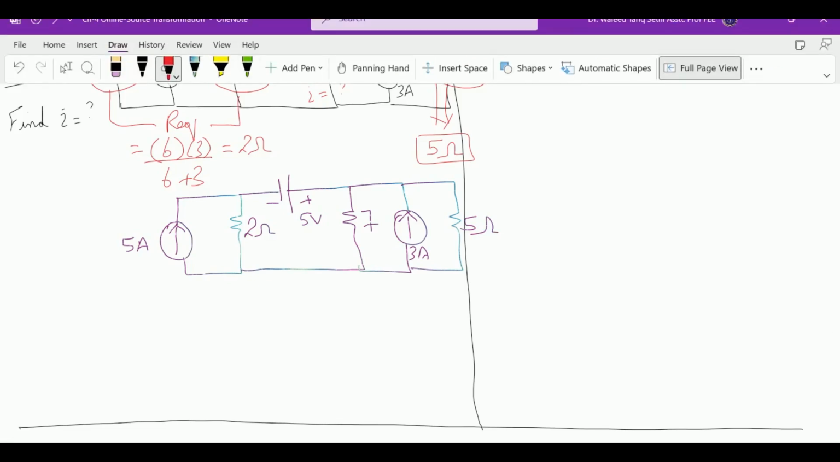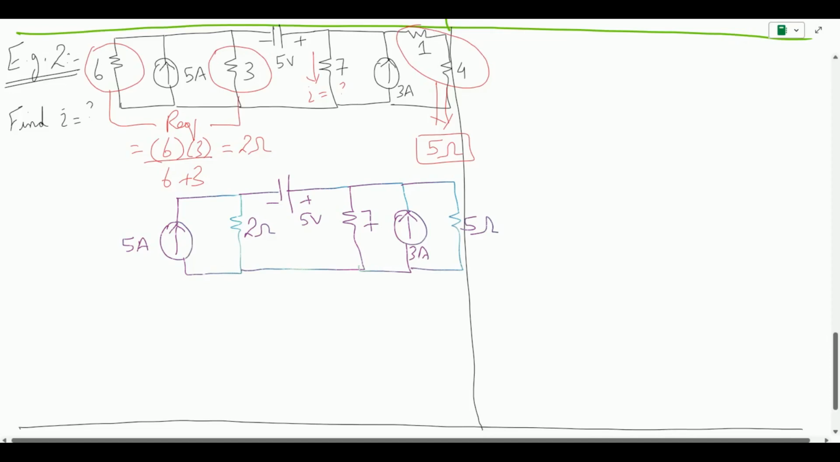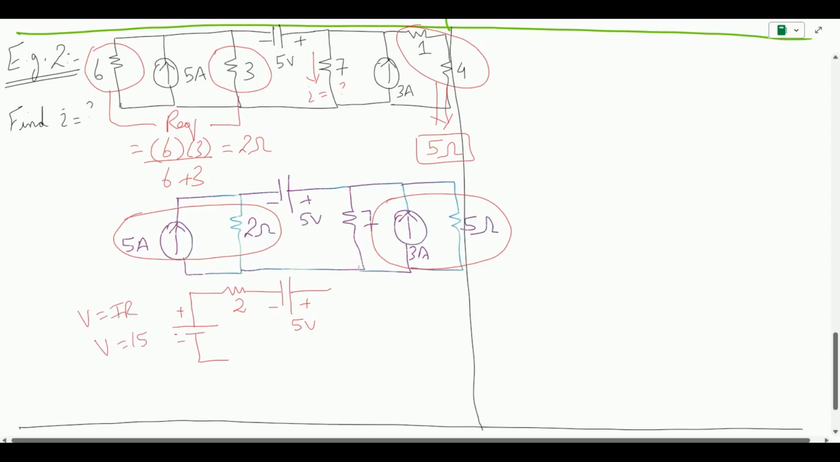Now if I look back at the circuit, what other simplifications can I do? Again, I can immediately see that this 5 ohm and 3 amps can be easily transformed into a voltage source, and similarly this 5 amp and 2 ohm can be transformed into a voltage source. So let me transform this into a voltage source. Here it will become a voltage source. The 2 ohm will now be in series, followed by the 5 volt power supply. This will be 2 ohm. The voltage becomes V equals IR, where voltage is 15 volts.